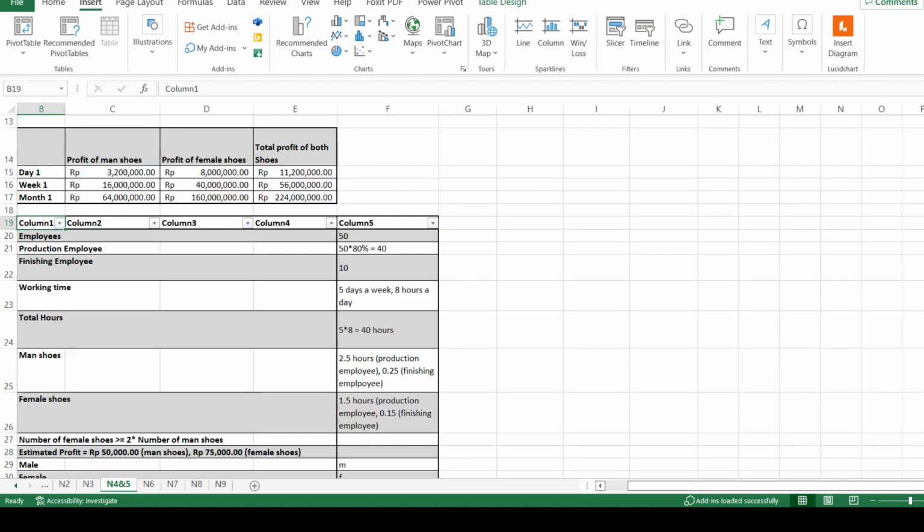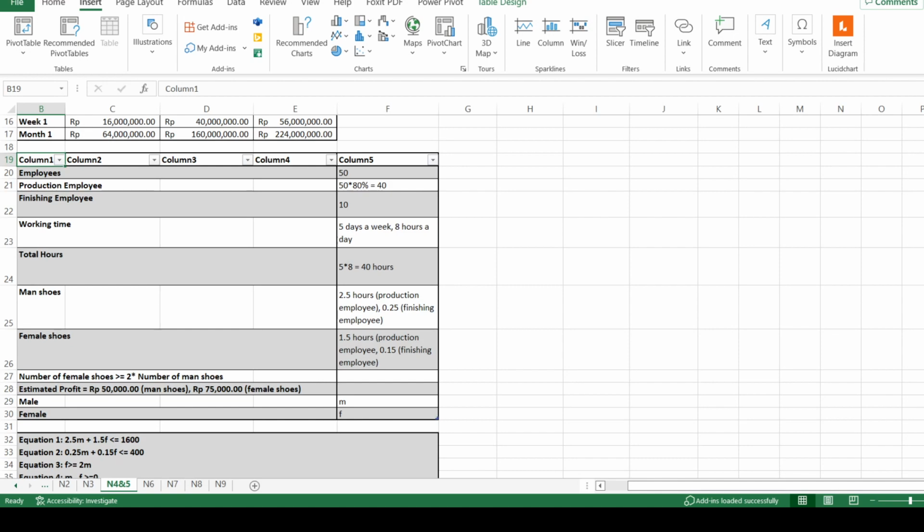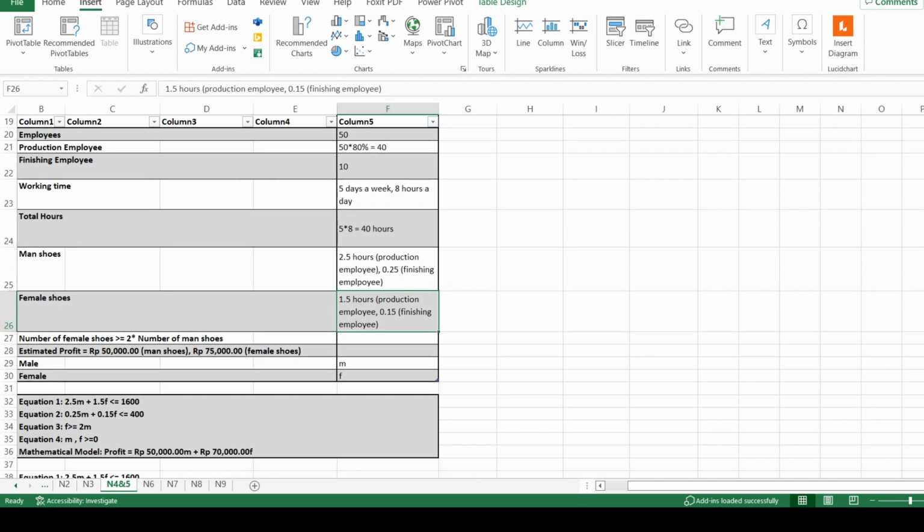So like this, the employees are 50, and the production is 40. That is the employees working in production, and the finishing employees are 10 people. Working time is 5 days a week and 8 hours a day. Total hours is 5 times 8, 40 hours a week. And these are the man shoes and the female shoes, based on the data that we are given.